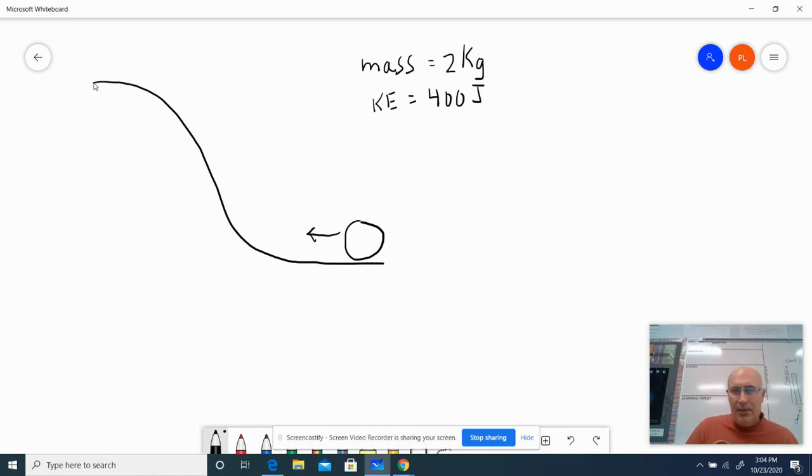And so I'm trying to solve a problem here. What I want to know is how high it gets up the hill. I want to know the height. So I'm going to write that there too. So I've written down the things that are important to me.